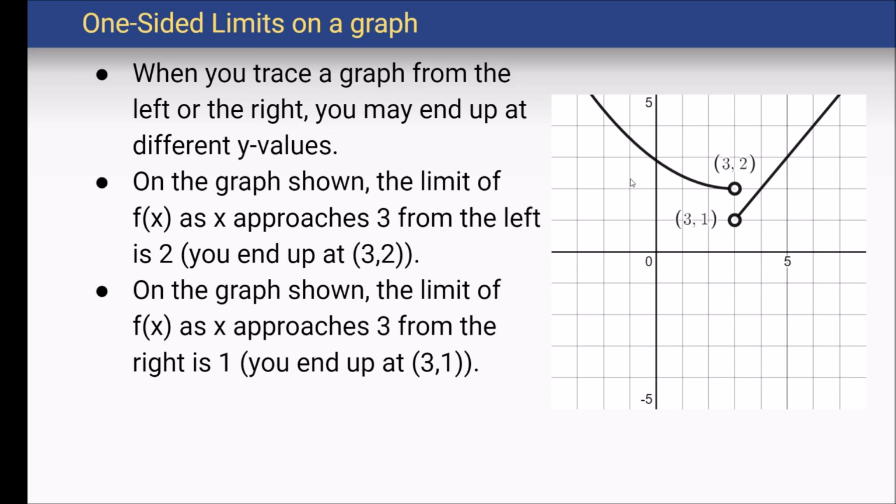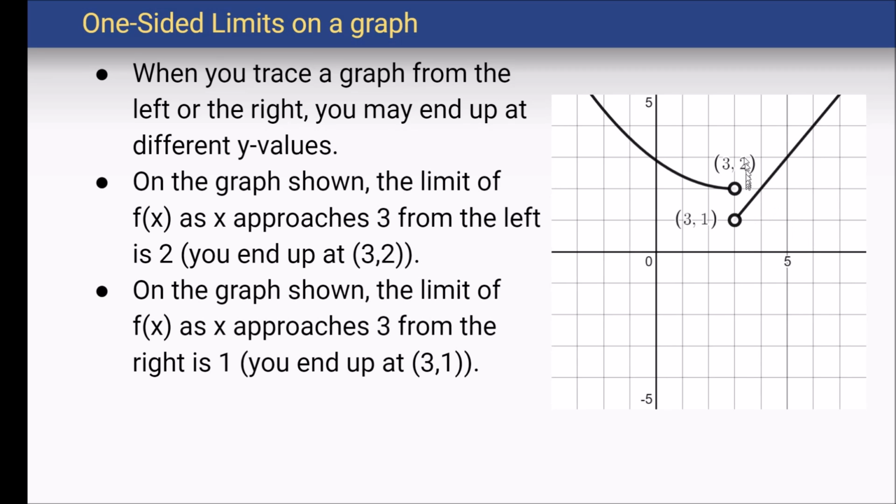It's possible to have a function like the one I drew right here, where the left-hand and right-hand halves don't meet up in the middle, right? In this picture, that's what happens. On the graph shown, we would say that the limit of f of x as x approaches 3 from the left is 2. That's because if we're going towards x equals 3, right here in the middle, and we start to the left on the curve and trace the curve from the left, you end up right here. And what's the y value right here? The y value is 2, right? So the limit on the left is 2, because you end up at 3, 2.